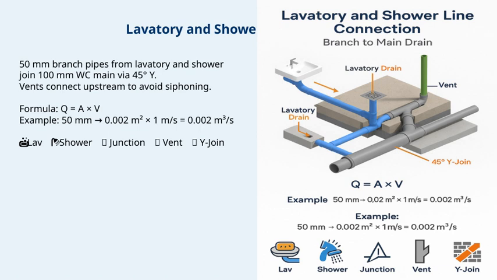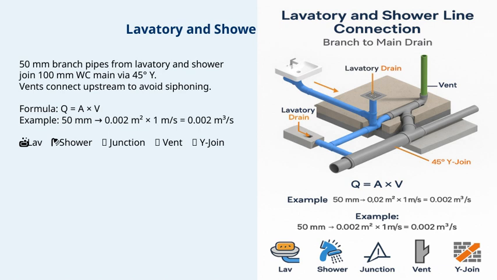When it comes to calculating flow, remember the basic formula. Q equals A times V, where Q is the flow rate, A is the cross-sectional area, and V is the velocity of the waste. For example, with a 15 pipe, the cross-sectional area is 0.002 square meters, and if the velocity is 1 meter per second, then the flow rate is 0.002 cubic meters per second. These details are vital because they ensure our plumbing system functions efficiently and prevents issues like siphoning or blockages. The symbols here, like the SOAP for lavatory, showerhead, junction, vent, and Y-join, help us quickly identify each component in the system.